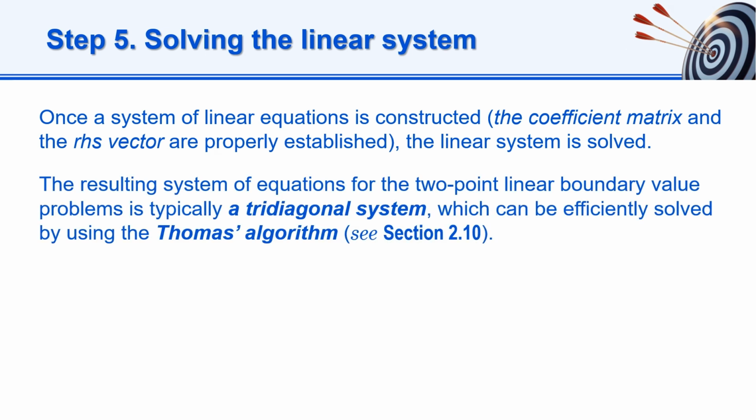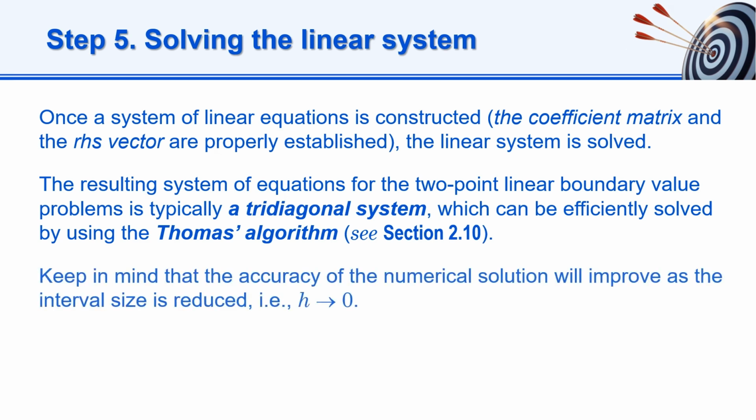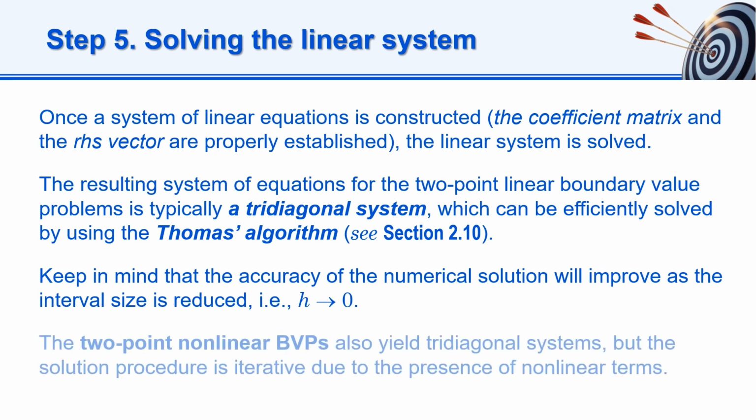The resulting system of equations for the two-point linear boundary value problems is typically a tridiagonal system, which can be efficiently solved by using the Thomas algorithm. See section 2.10. Keep in mind that the accuracy of the numerical solution will improve as the interval size is reduced, i.e., h goes to 0. The two-point nonlinear boundary value problems also yield tridiagonal systems, but the solution procedure is iterative due to the presence of nonlinear terms.